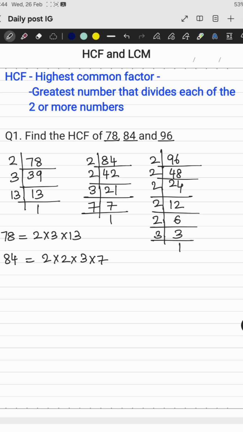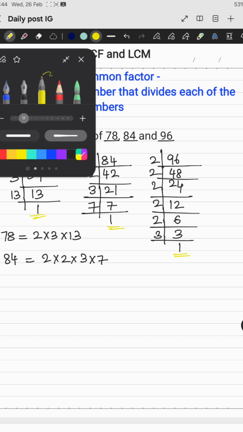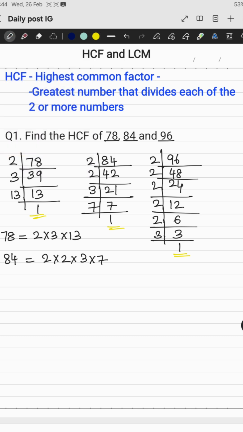You have to continue doing the prime factorization until you get a 1. Everywhere, until you finally get a 1, you go ahead with it. Now let us write 96 also as a product of primes. You have 5 twos: 2 into 2 into 2 into 2 into 2 into 3.